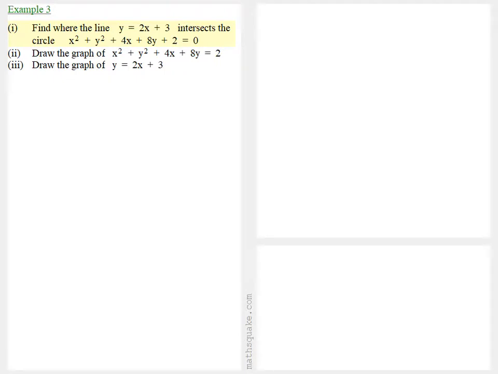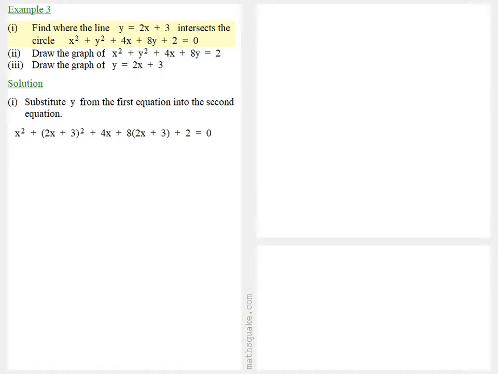In example 3, part 1, we have to find where the line y equals 2x plus 3 intersects with the circle x squared plus y squared plus 4x plus 8y plus 2 equals 0. To do this, substitute y from the first equation into the second equation.